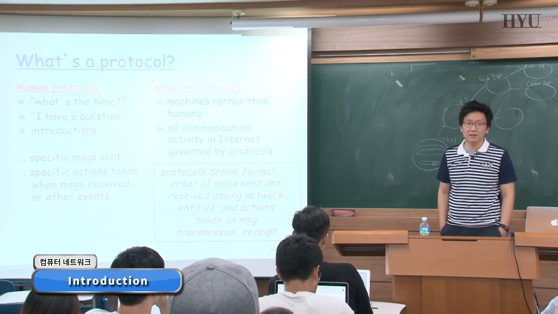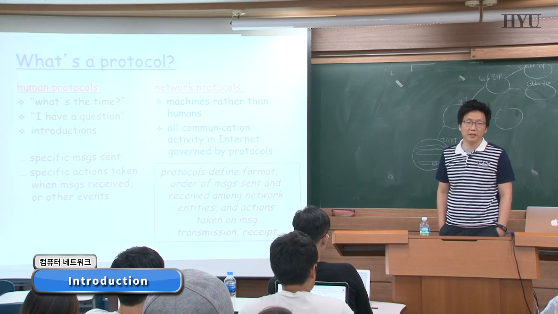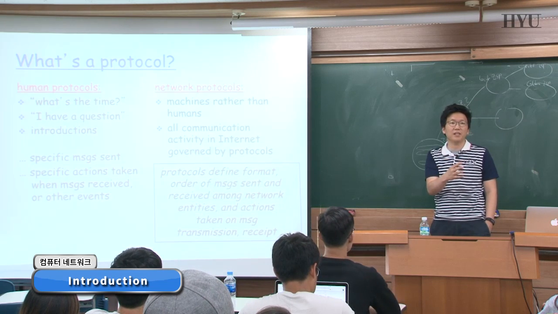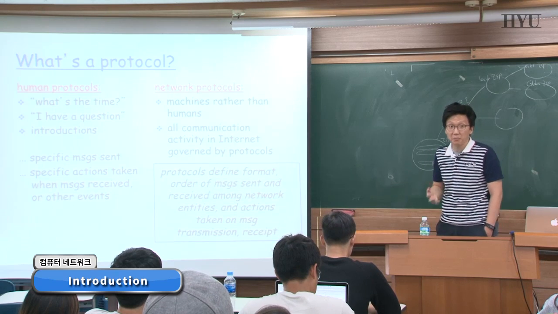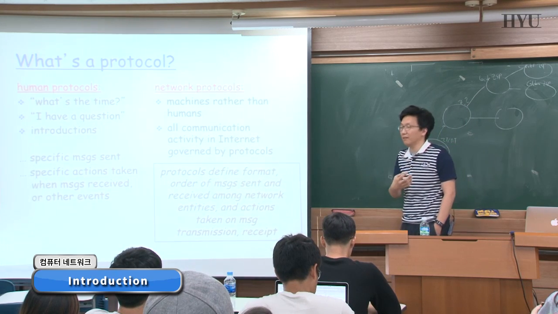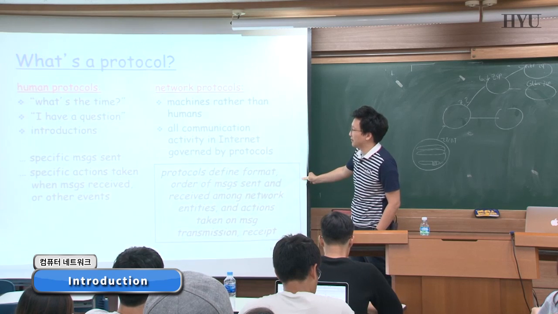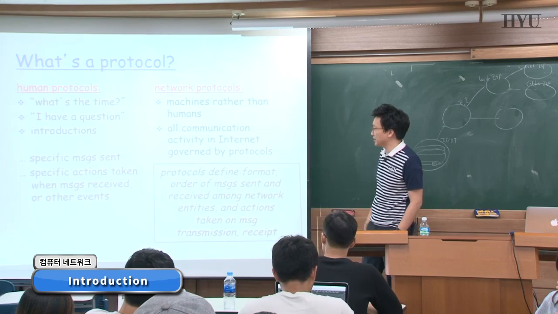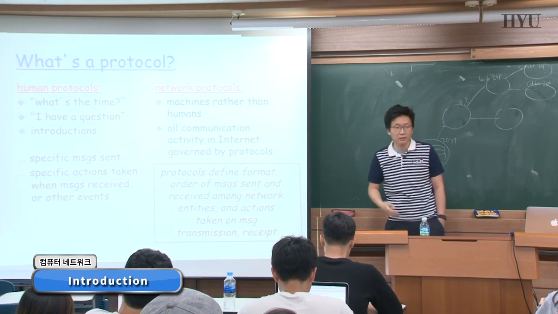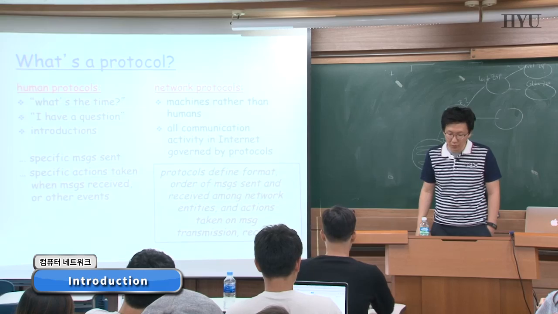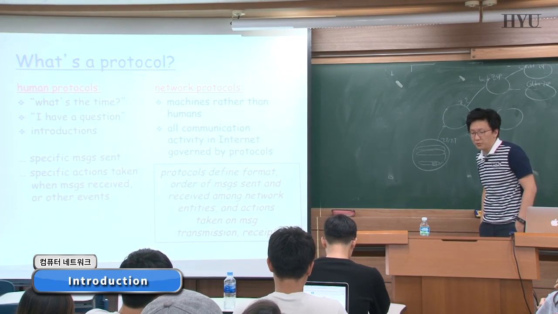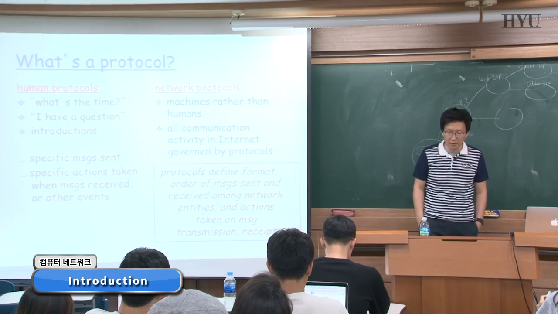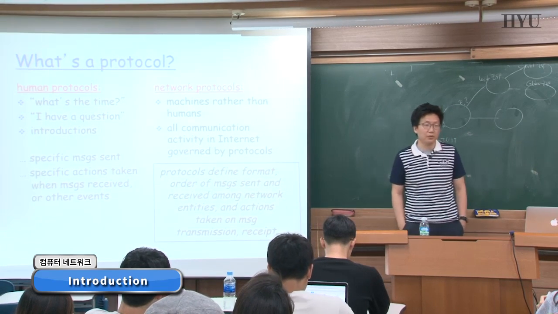So "what time is it" is a promised message. If I say what time is it, the recipient, another person, understands what I am asking. Right? That's because we know what time is. There are specific actions taken when messages are received or other events occur, and certain messages can trigger certain events. Networking protocols are almost the same, but for machines rather than human beings. All communication activities on the Internet are governed by protocols.